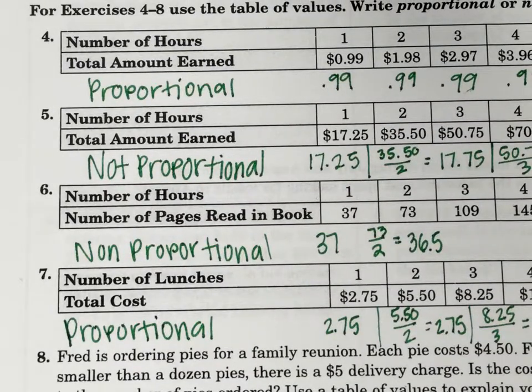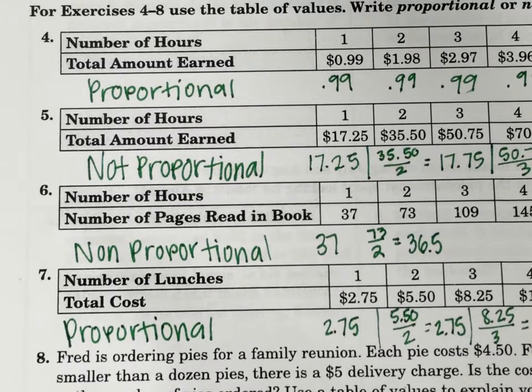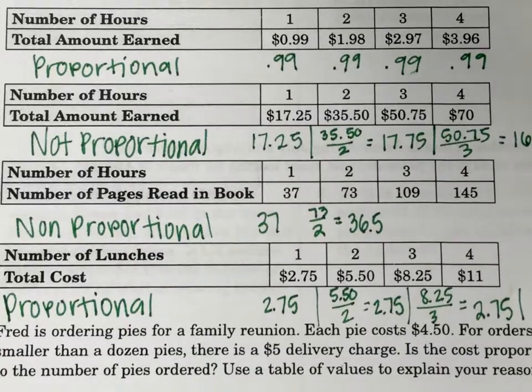Alright, so number 8 is the same thing. We're still finding out if it's proportional or not, but they did not give me a table. It's a word problem, so I'm going to have to build the table myself. Okay? But that's easy to do. We can do it. You've just got to pay attention to what the word problem tells you and determine what's important and what it actually means.